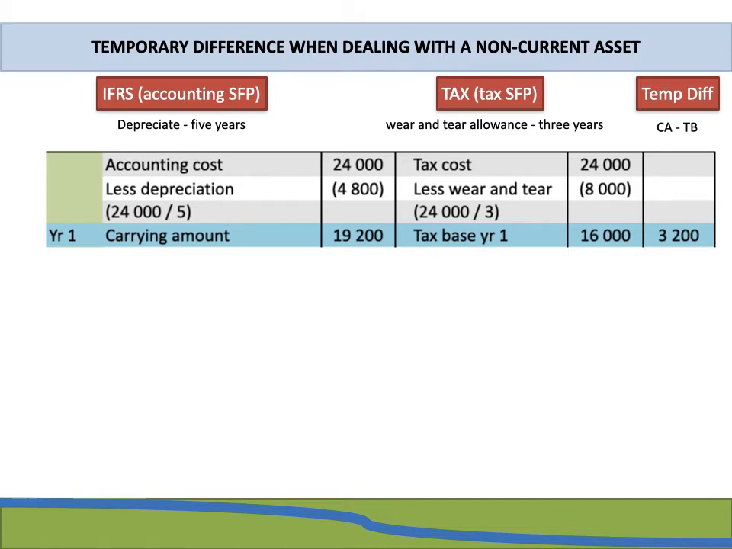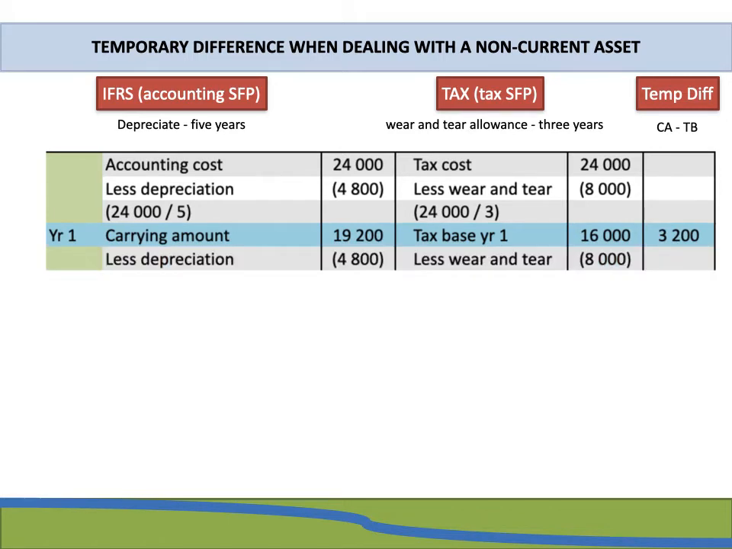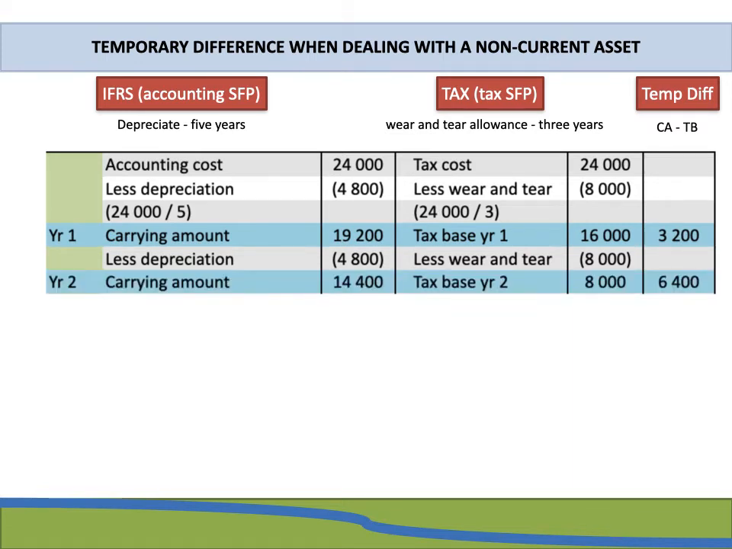Then, when it comes to year 2, we're going to have to deduct the depreciation for the year, being 4,800, as well as the wear and tear allowance that we can claim for that year, being 8,000 Rand, meaning at the end of year 2, our carrying amount will be 14,400, whereas our tax base for year 2 will be 8,000 Rand. And this will give us a temporary difference of 6,400 Rand. Now we're going to continue with this process of deducting our depreciation and our wear and tear for every year.